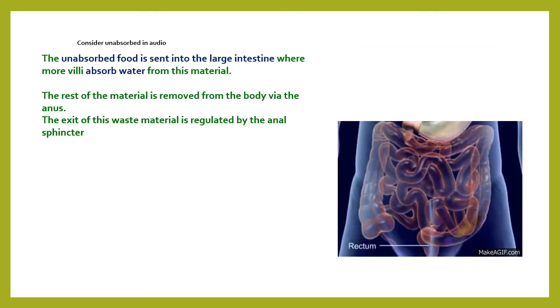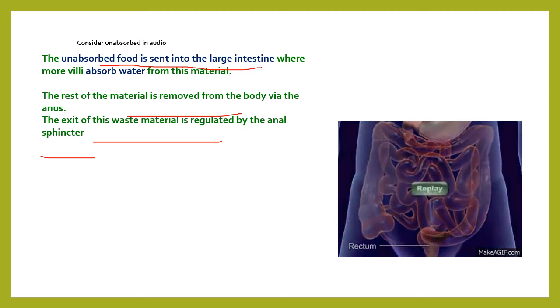And now the unabsorbed food is sent into the large intestine, where more water is absorbed from this material, and the rest of the material is removed from the body via the anus, and the exit of this waste material is regulated by the anal sphincter. Okay, in the animation you can see it clearly how the food goes from the small intestine to the large, and then you see it is coming out from the body.